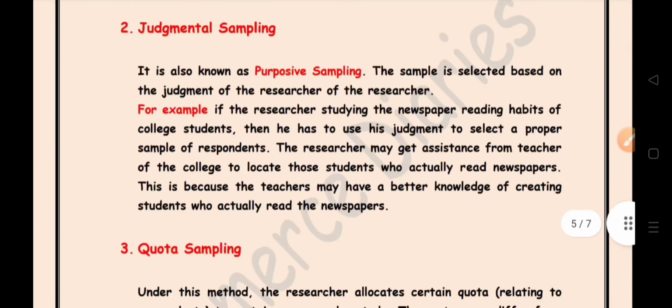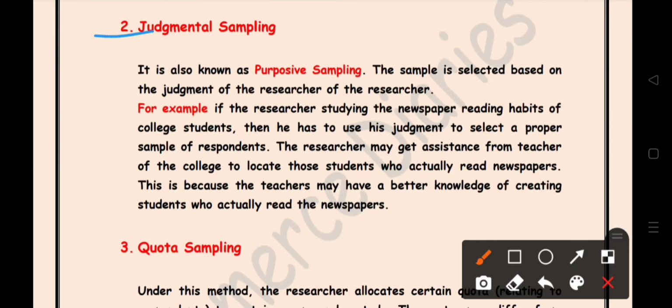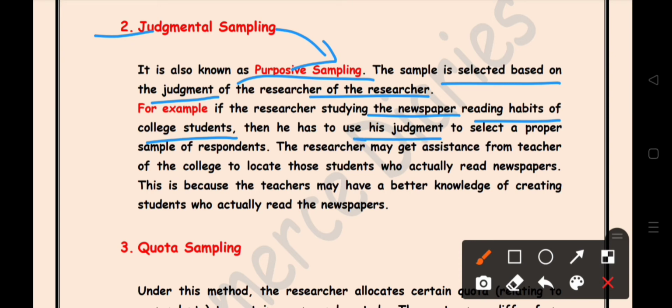Then next is the judgmental sampling. It is also known as purposive sampling. This is an important point. Judgmental sampling is also known as purposive sampling. The sample is selected based on the judgment of the researcher. For example, if the researcher is studying the newspaper reading habit of college students, then he has to use his judgment to select the proper respondents.